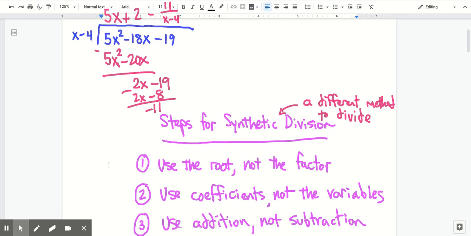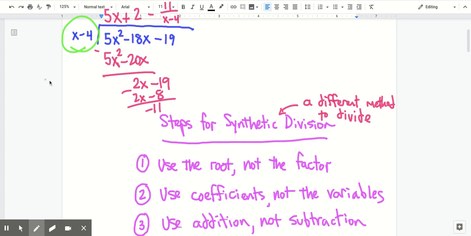I'm going to start by doing the exact same problem I just did. Rule number 1 with synthetic division says to use the root and not the factor. The factor in the problem I just did is going to be the thing you divided by right here, which is the x minus 4.